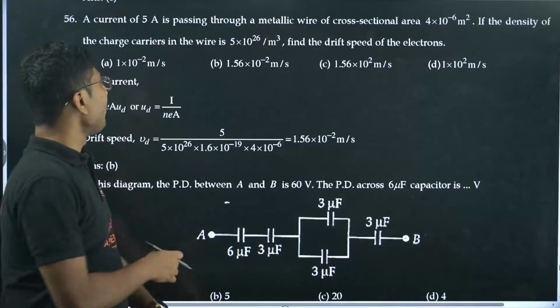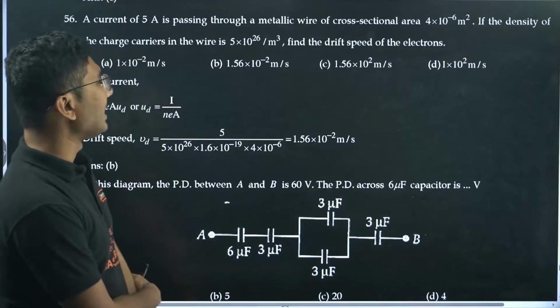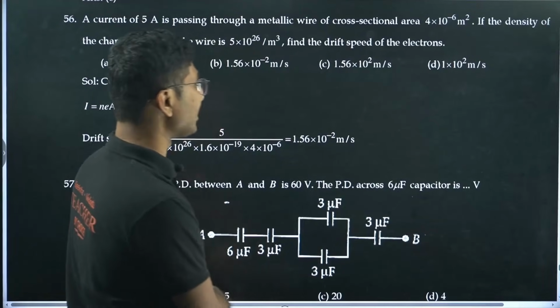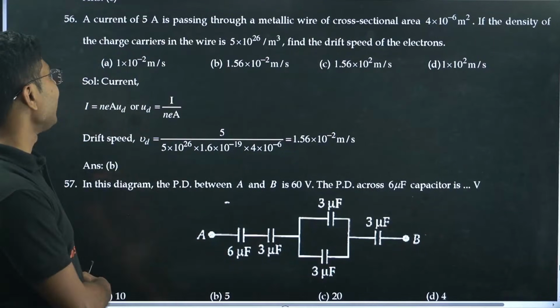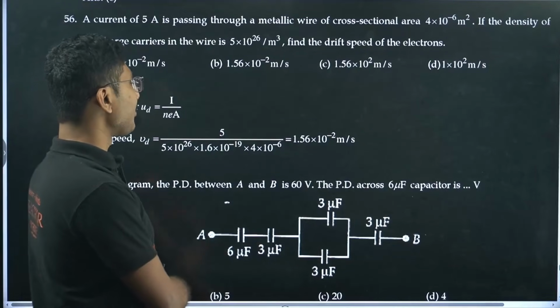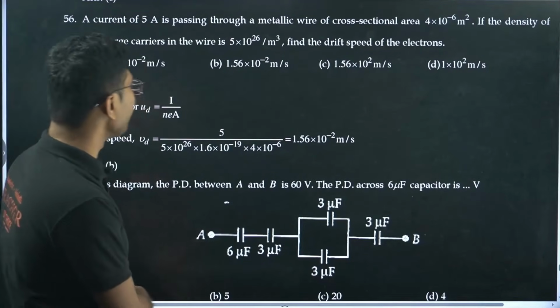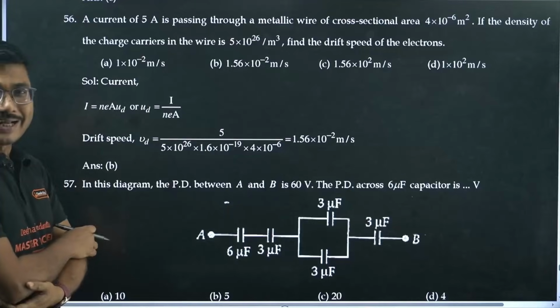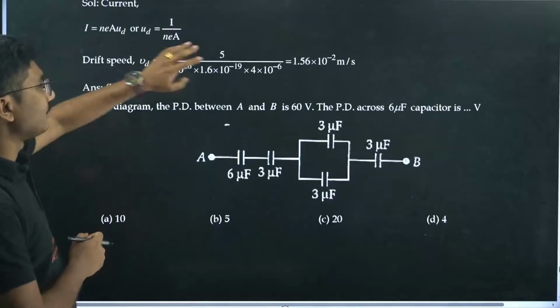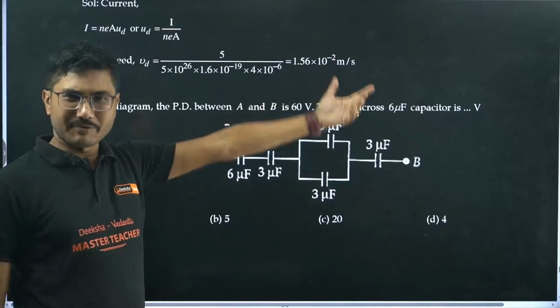A current of 5 ampere is passing through a metallic wire of cross-sectional area 4 into 10 to the power of minus 6 meter square. If the density of the charge carriers in the wire is 5 into 10 to the power of 26 per meter cube, find the drift speed of the electron. Drift speed is I by nEA. I is given, n, e, A, everything is given. You can calculate the drift speed to be whatever value you will get.